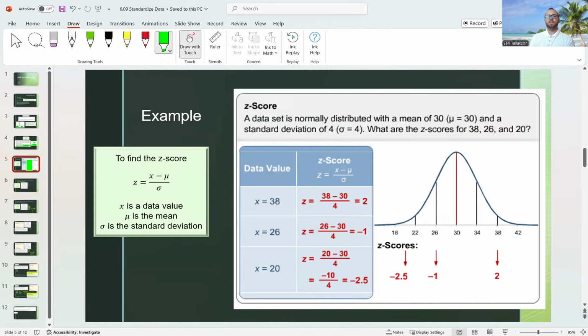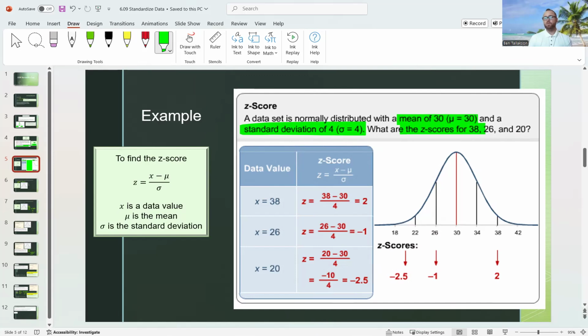Okay, so let's take that information and just get a little more comfortable using this formula before you do it for yourself. The data set is normally distributed with a mean of 30. How nice of them to give us the symbol there as well. That is rare. And a standard deviation of 4. Again, symbol there. What are the z-scores for 38, 26, and 20? I'm only going to look at solving for the z-score of 38.